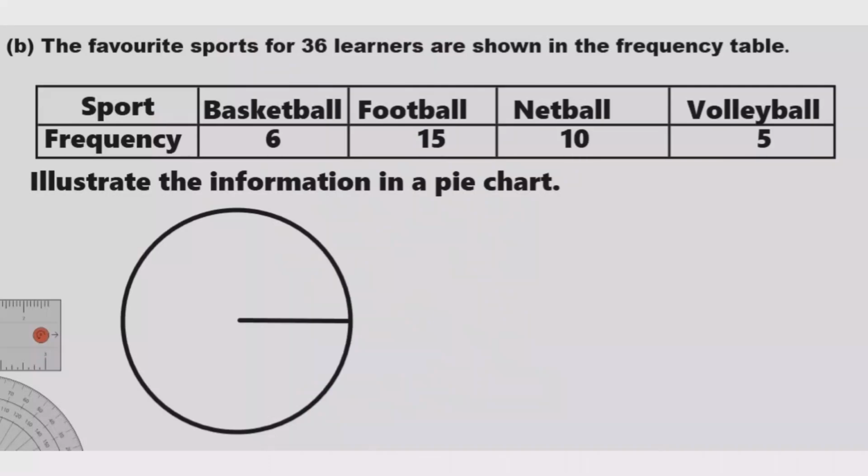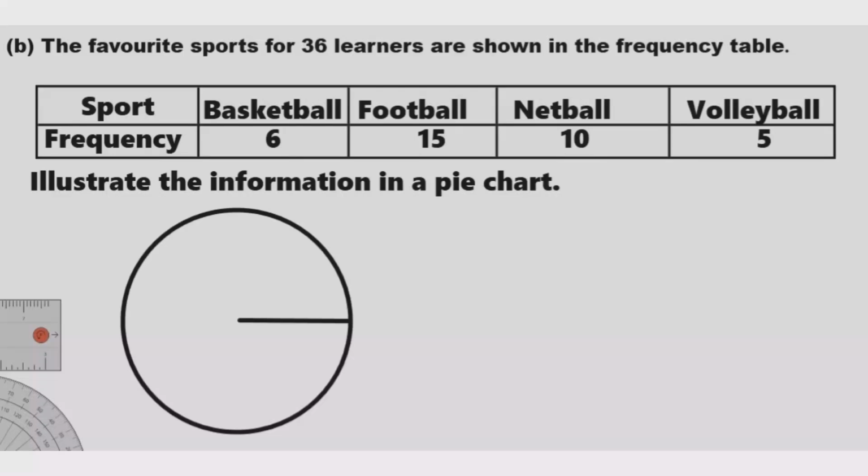Now, once we've studied the frequency table, where we have sport and frequency, learners whose favorite sport was basketball were 6, whose favorite sport was football were 15, who had netball as their favorite were 10, and volleyball as their favorite were 5. So now the actual question is: illustrate the information in a pie chart.